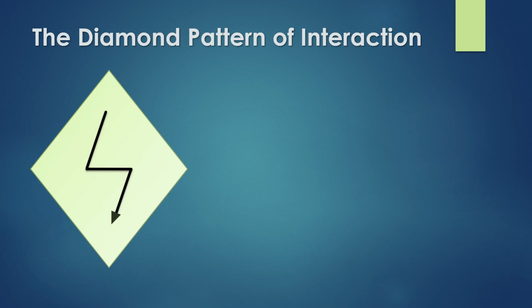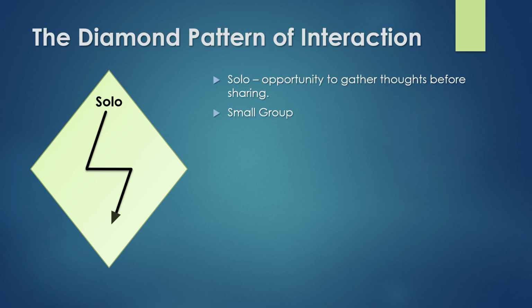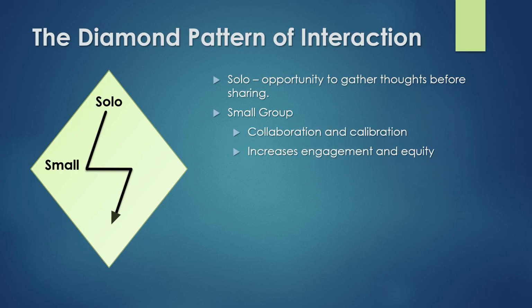This is the diamond pattern of interaction. It is the recommended method to follow to allow learners to process new information. After a prompt from the teacher, we begin with solo processing. This is an opportunity for the learner to gather their thoughts before sharing in a group. It's important not to skip this step because it reduces the possibility that their opportunity to share or even think will be seized by someone else who is a faster processor.